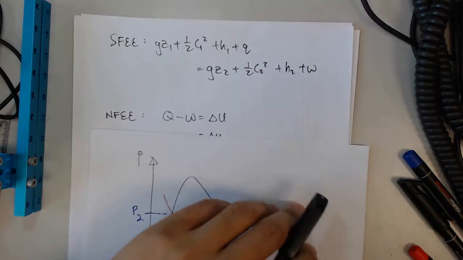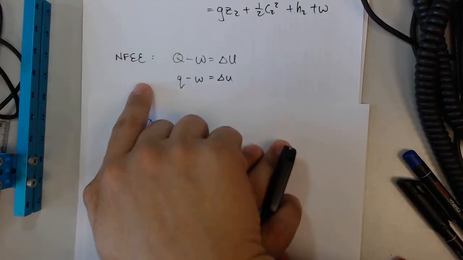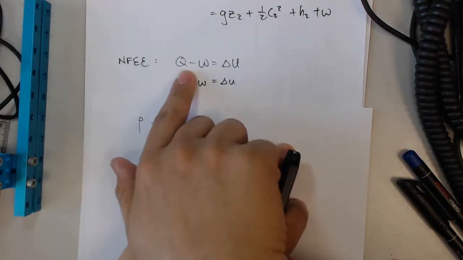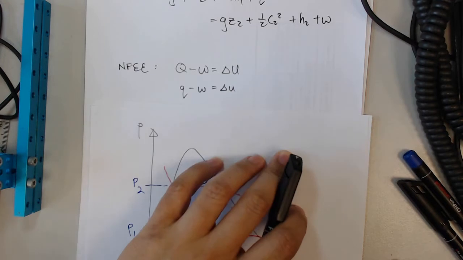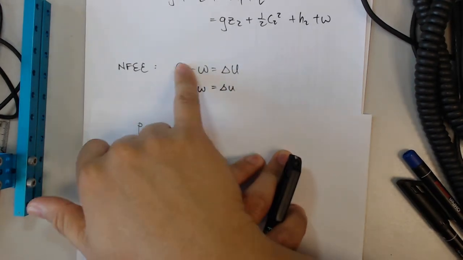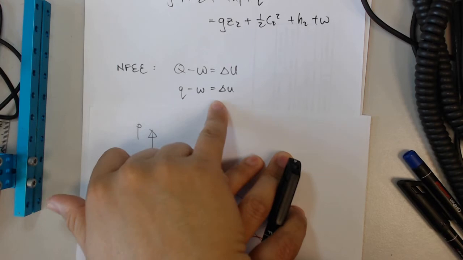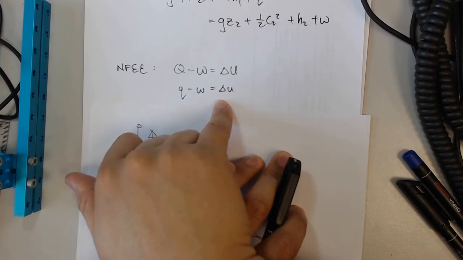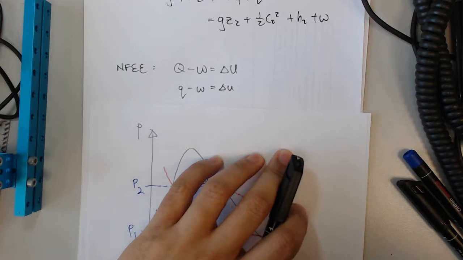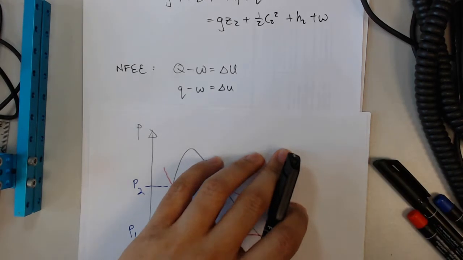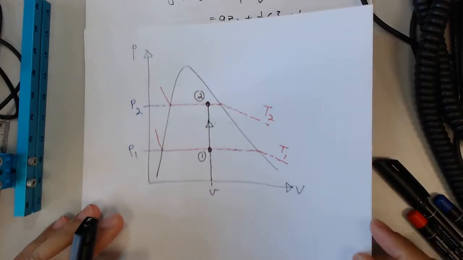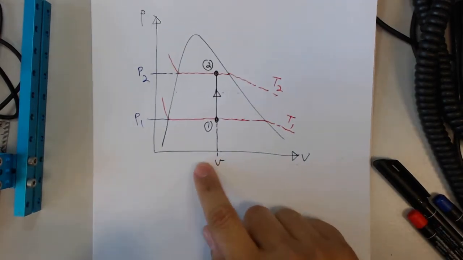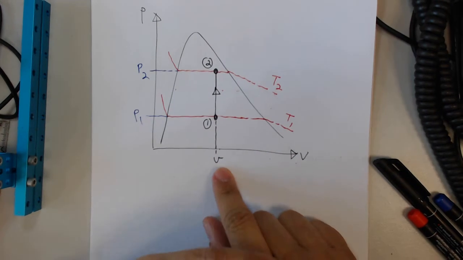Instead, you go back to your non-flow energy equation, NFEE, which is simply Q minus W is equal to delta U. The capital letters indicate the system values, the small letters indicate the specific per kilogram values. So we're going to look at this case for two typical processes. The first one is your constant volume process.